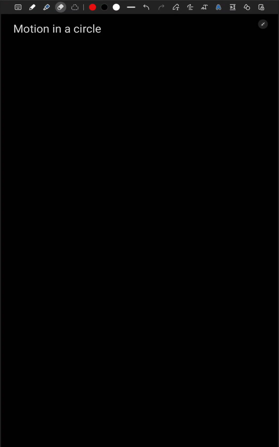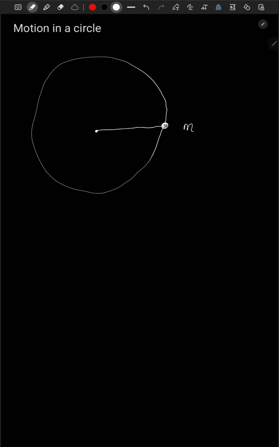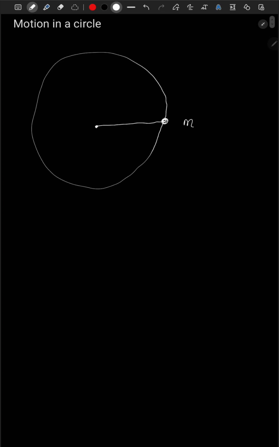Hi, today we cover the topic in circular motion. So, a body can travel through a circle if it is attached to a piece of string held over here at this point, and then you swirl it around in such a way that it goes around in a circle.